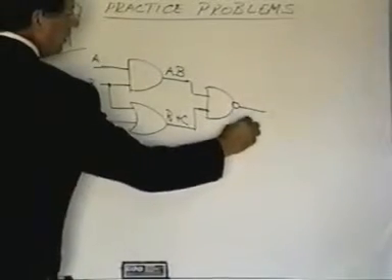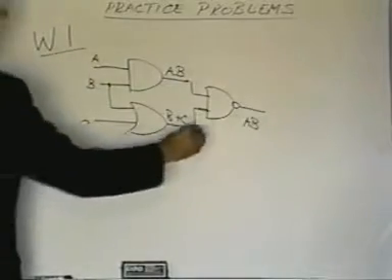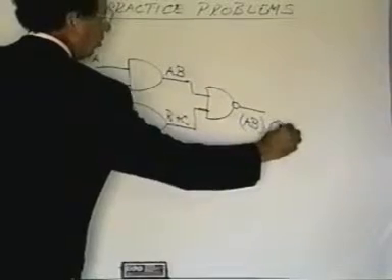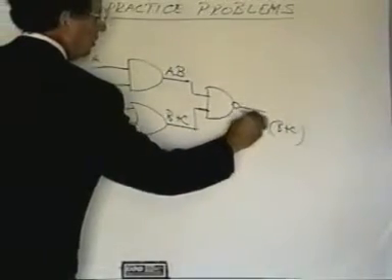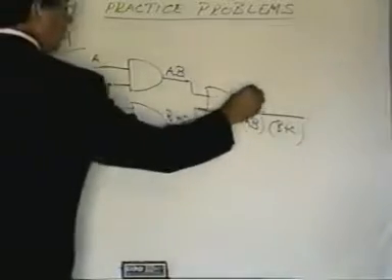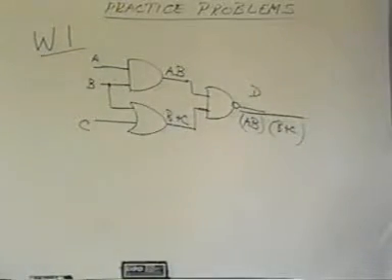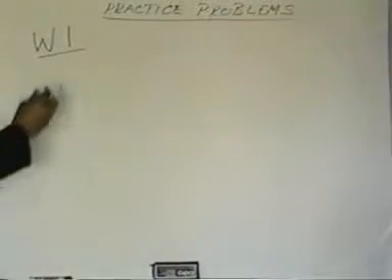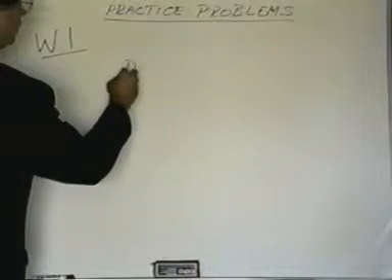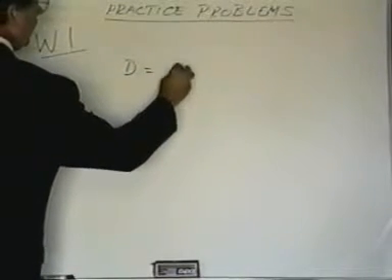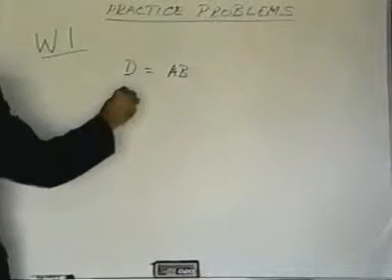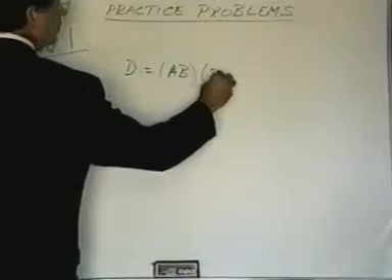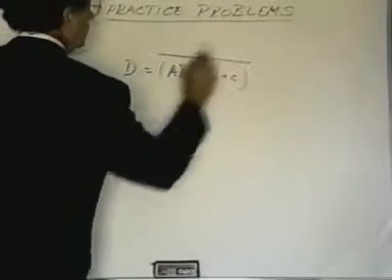So the output here would be A and B, and that would normally be ANDed with B or C, but then we have to put a line over this to indicate it's the negative of all of that. So this is what D is equal to. Now that we've seen that the output D is equal to the output of the AND gate, and that is ANDed with the output of the OR gate, and the whole thing is negated.